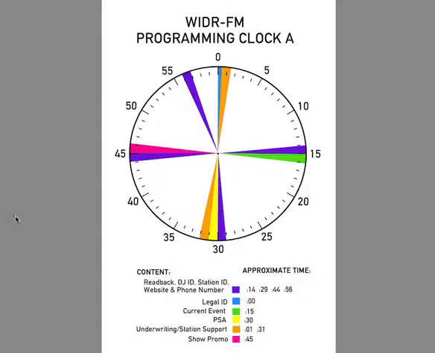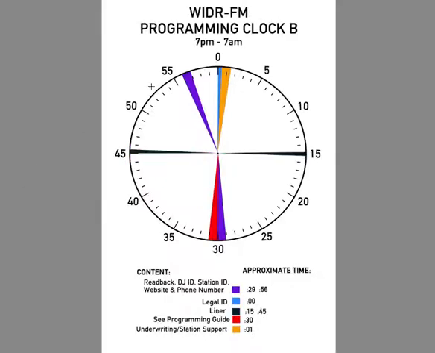So clock B is for 7 p.m. to 7 a.m. Now clock A is 7 a.m. to 7 p.m. That's sort of the business hours. That's drive time. Most people are still in their cars from 7 a.m. to 7 p.m. But after that, our listeners are probably not looking for as much imaging, and they want to hear more music, uninterrupted, and nice long sections of music, which is what we do. We do long sections of music really well.